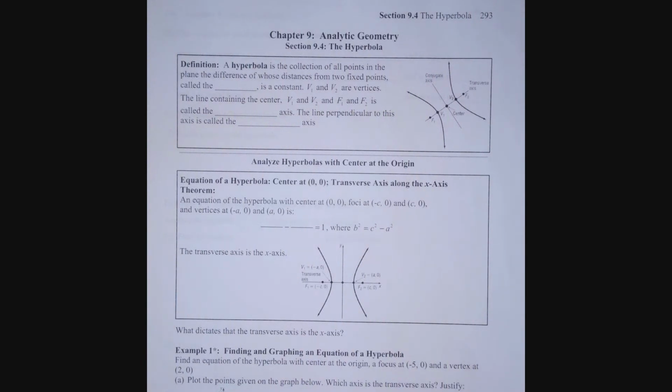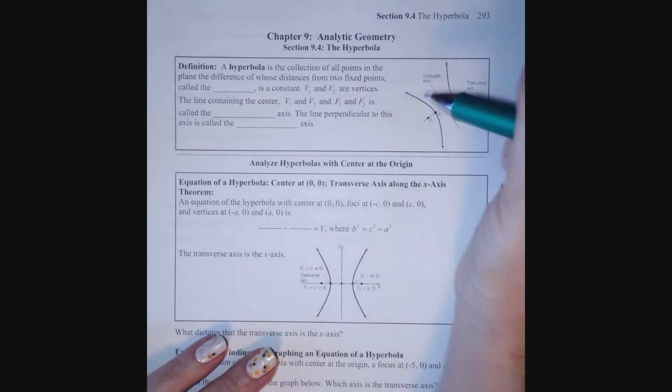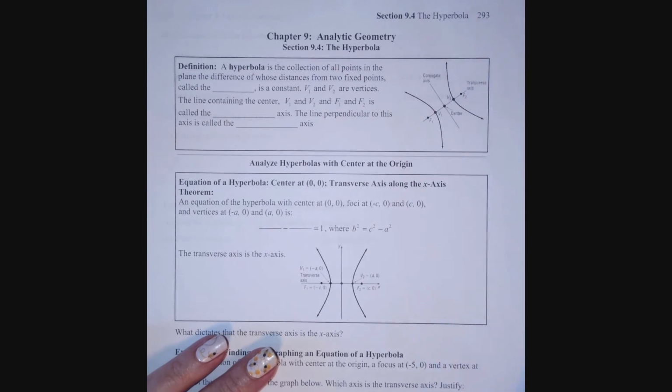In Chapter 9, Section 4, we talk about our third type of conic section, the hyperbola. So we've covered our ellipse, our parabola, and now our hyperbola. Now, I'm not going to do a neat thing where I show you how to sketch a hyperbola because it's not as much fun, I don't think, as doing the ellipse.